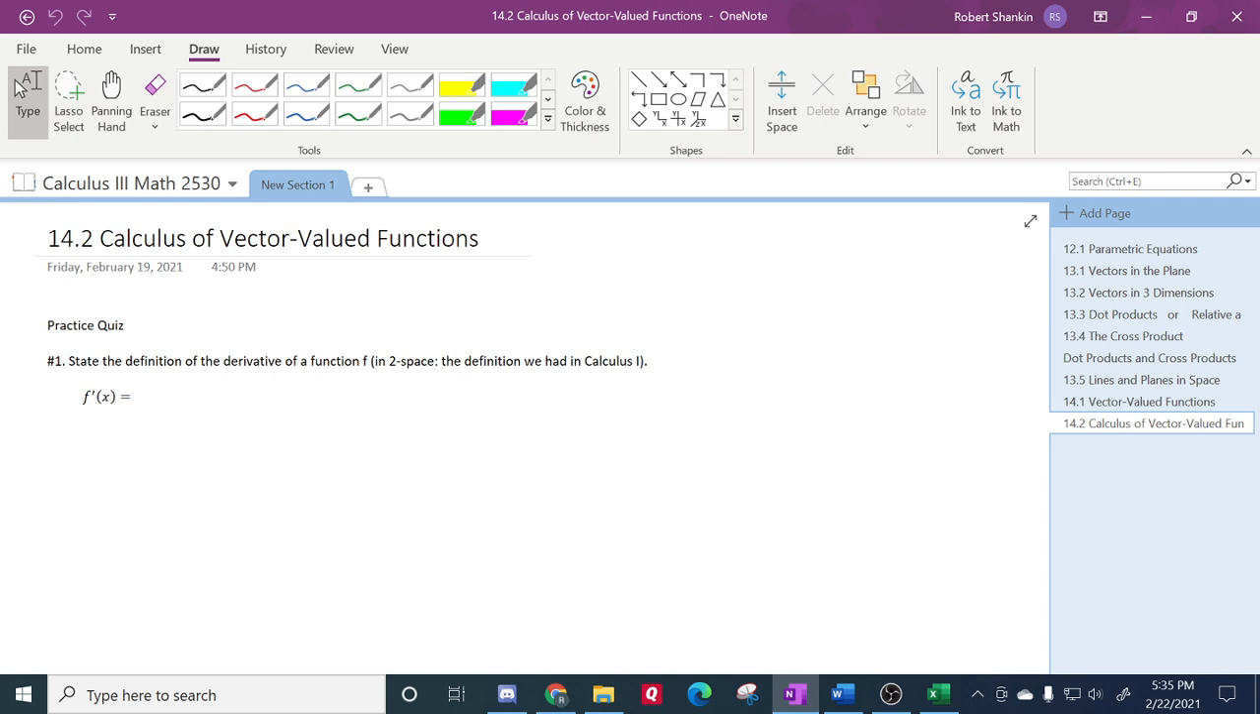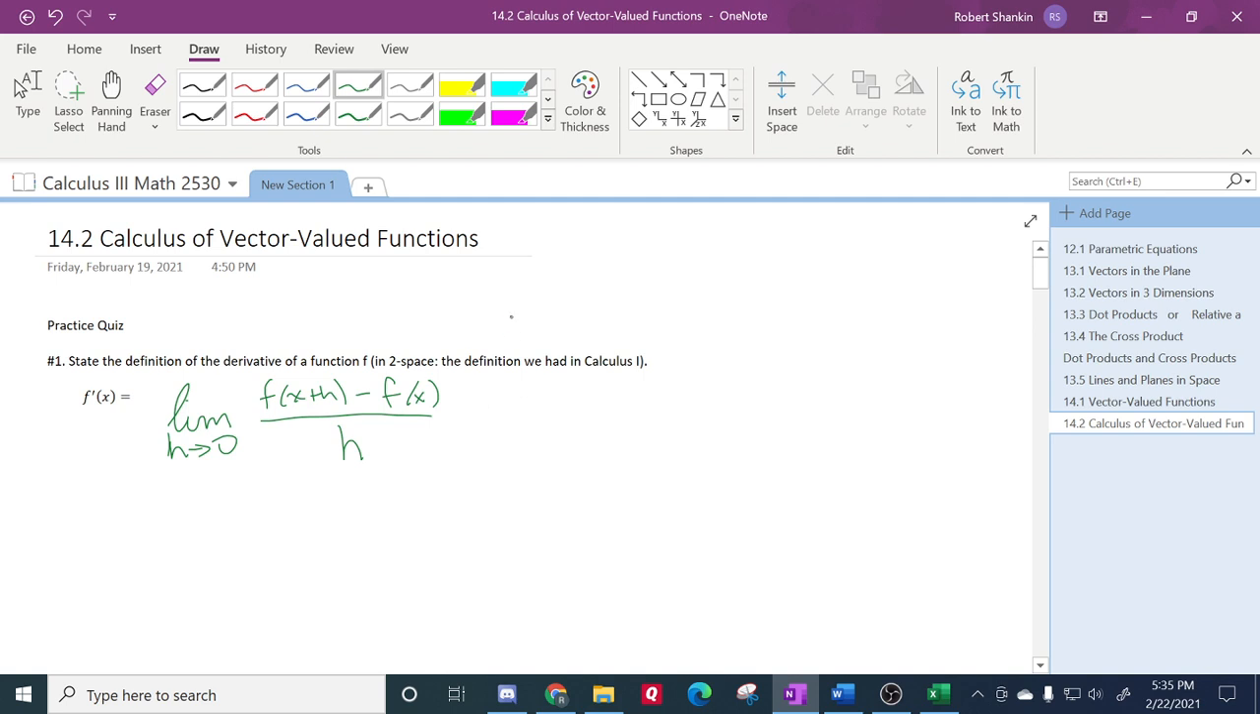Alright, so this is the limit as h approaches 0. This is one of the common ways to do it. You don't have to do it exactly this way. Of f of x plus h minus f of x over h.